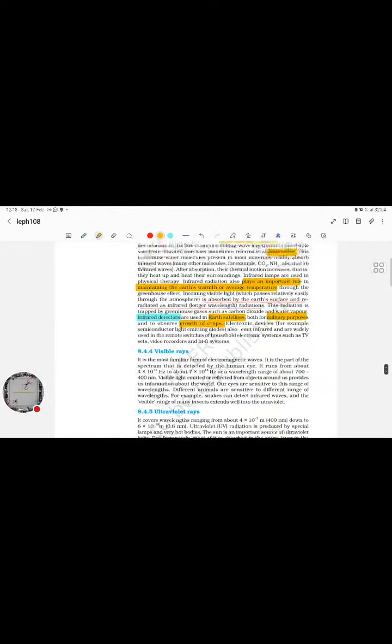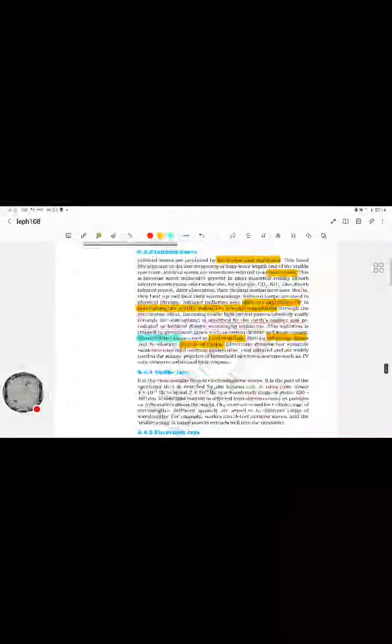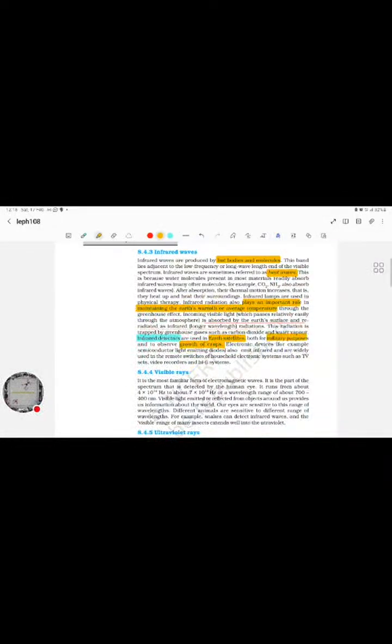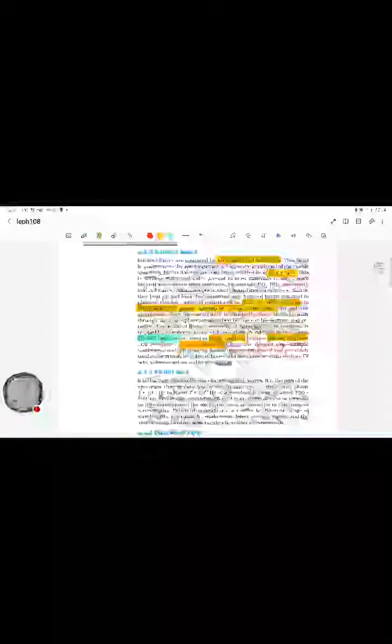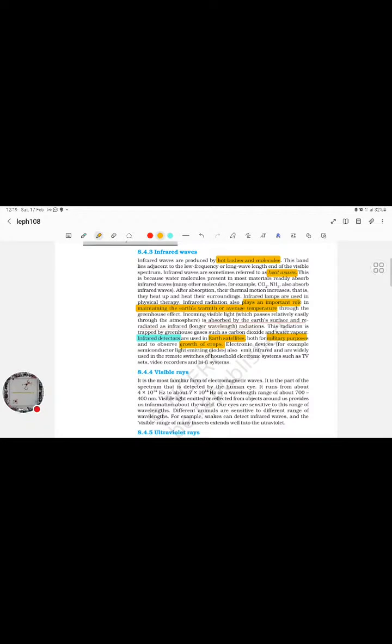So basically infrared radiation is produced by hot bodies and molecules, also known as heat waves, because water molecules, carbon monoxide, and ammonia molecules all absorb these heat waves, and due to the absorption their thermal motion increases. Due to the increased thermal motion, they heat up themselves and the surroundings as well. And there is something called an infrared lamp which is used in physical therapy.